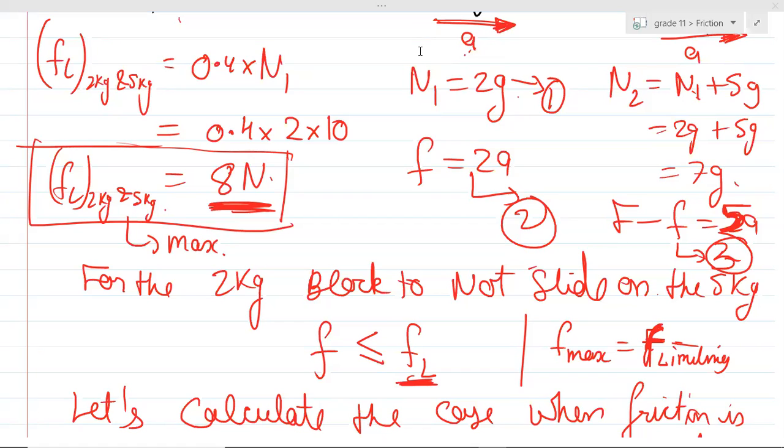Guys, what is the significance of this force? I'll tell you now. Basically, whenever any block over block problem comes, you need to find this force first to do any problem. So you need to find out this force, then you will be able to understand what will happen.